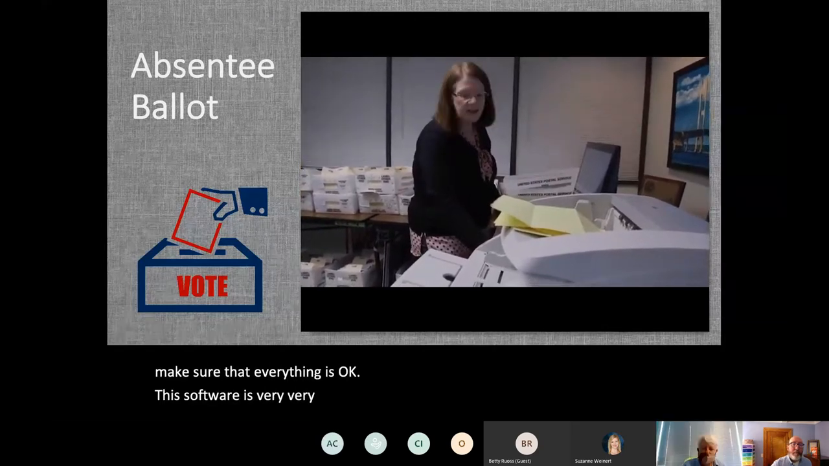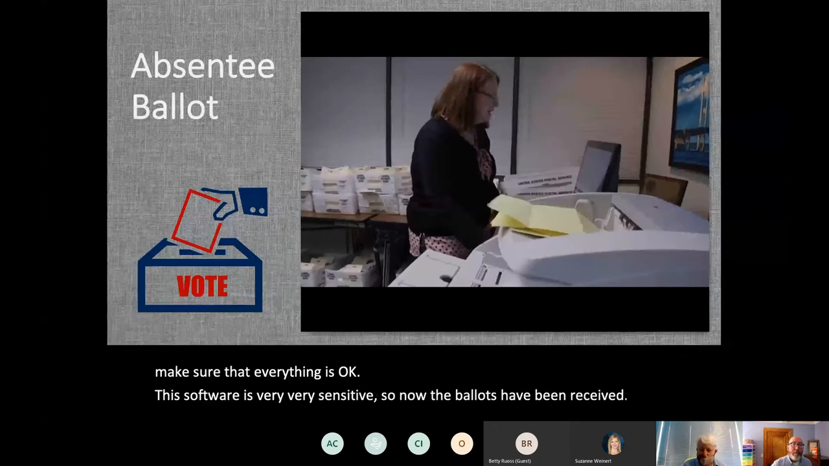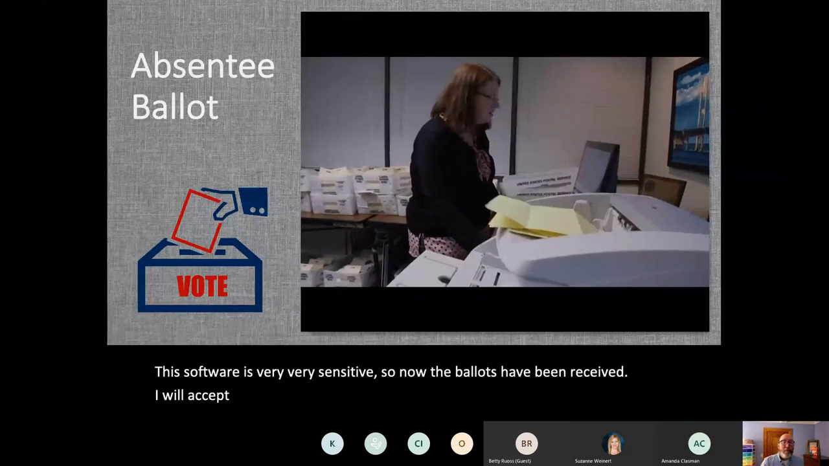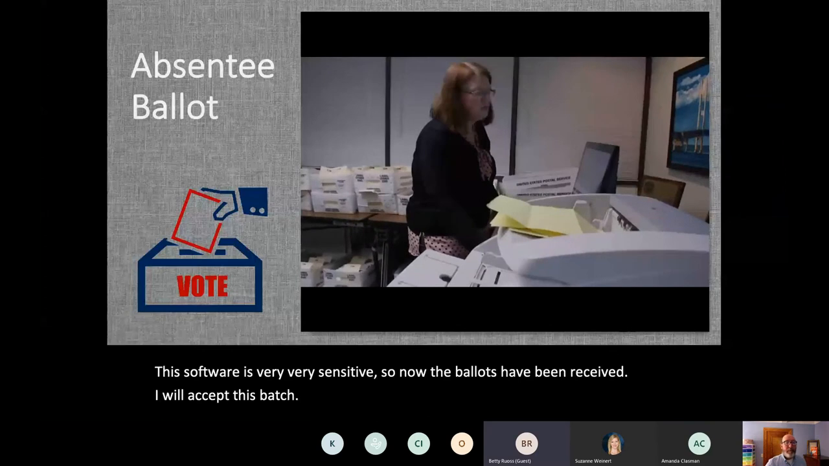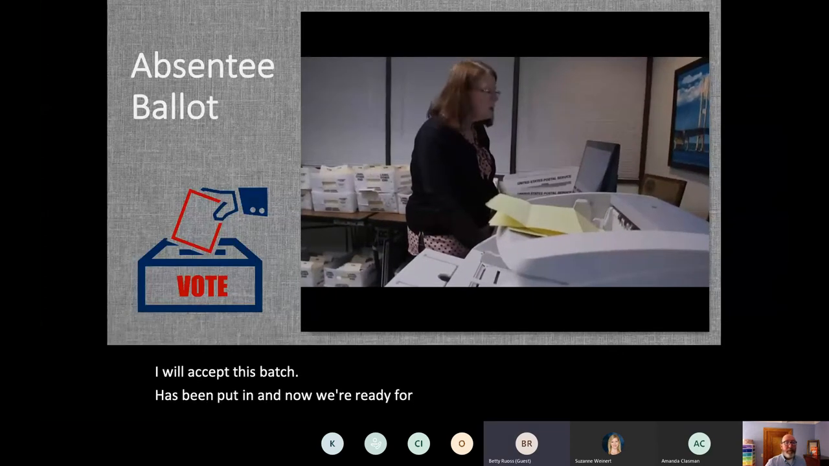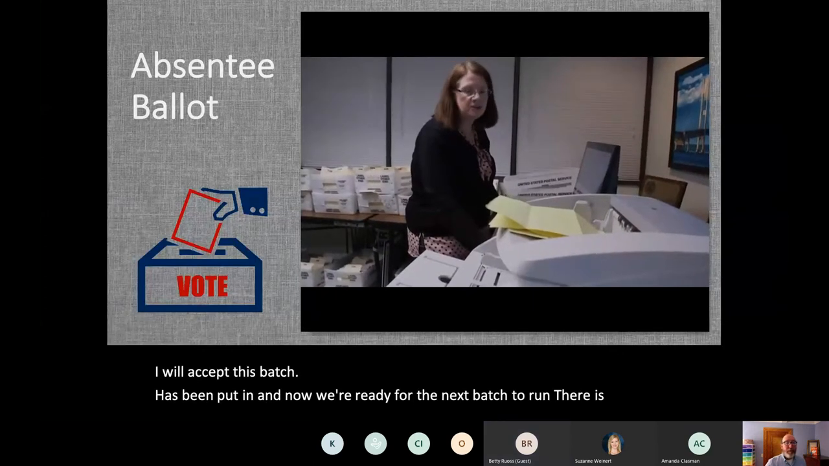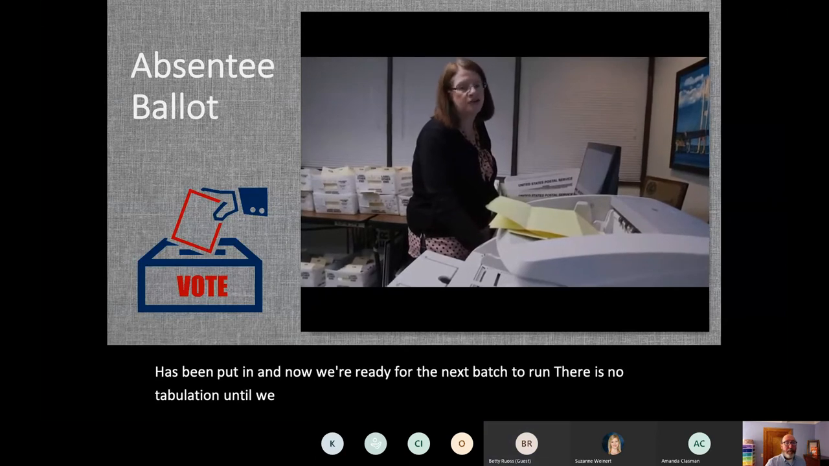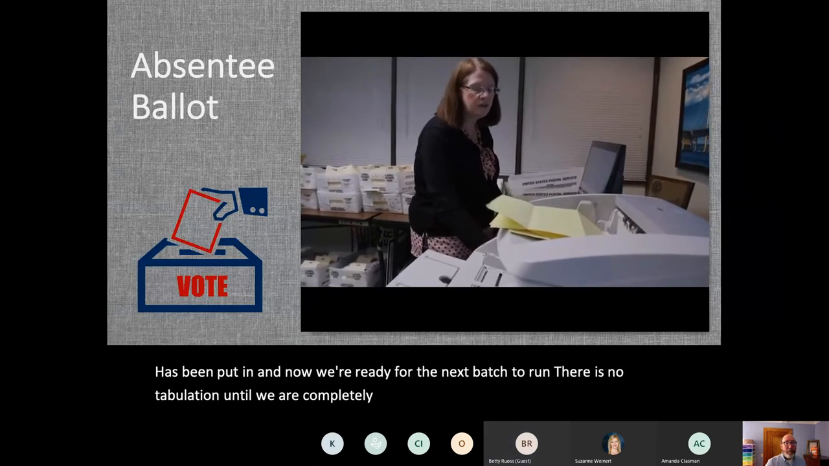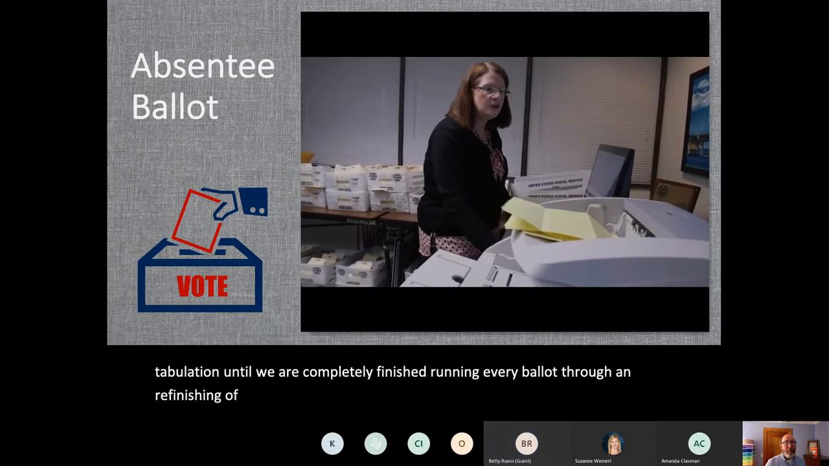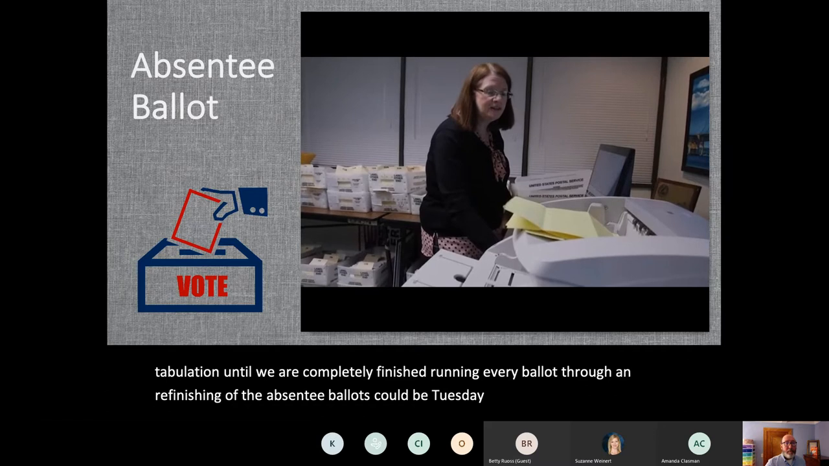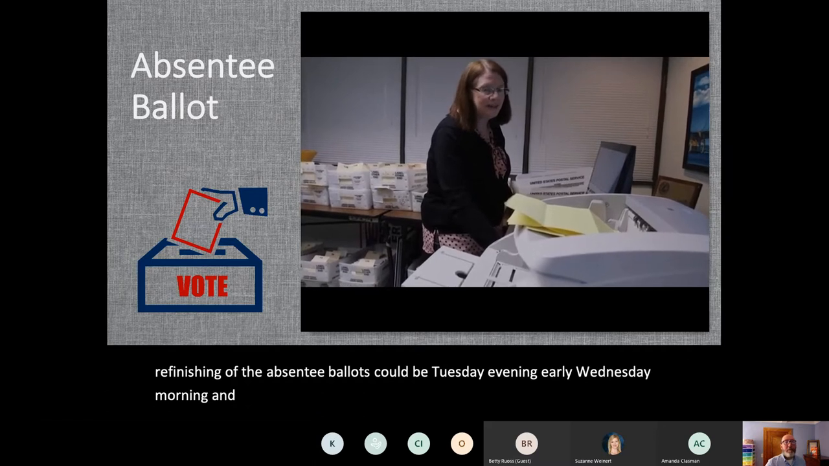So now the ballots have been received. I will accept this batch. And this batch has been put in, and now we're ready for the next batch to run. There is no tabulation until we are completely finished running every ballot through. And finishing of the absentee ballots could be Tuesday evening, early Wednesday morning, and hopefully not Wednesday afternoon.